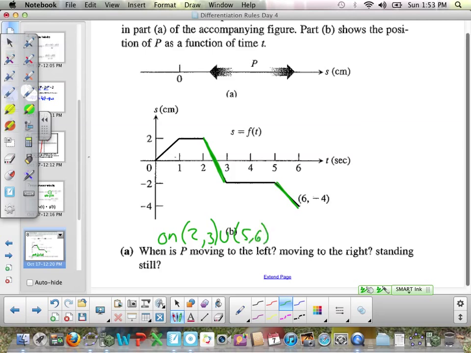Where's the particle moving to the right? Well, for the right, we want positive velocity, aka a positive slope. We have a positive slope right here from 0 to 1. And where is the particle standing still? Well, the particle is standing still when we have a slope of 0. Particle is standing still on the interval from 1 to 2 in union with 3 to 5.